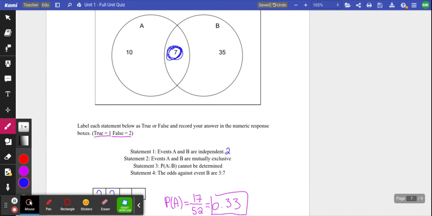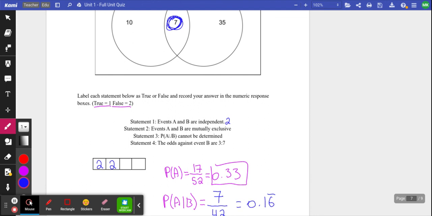Statement 3. Probability of A or B cannot be determined. You could definitely calculate the probability of A or B. You can always calculate the probability of A or B in a Venn diagram as long as you have all the numbers in the Venn diagram. So that is false as well. You could calculate that probability. You just add the probabilities together.